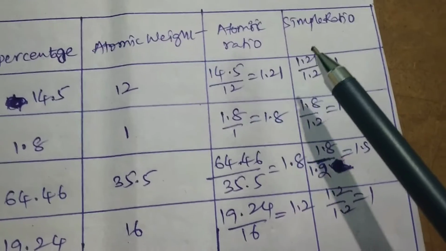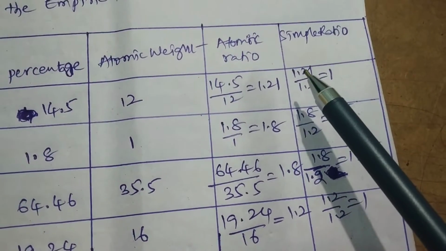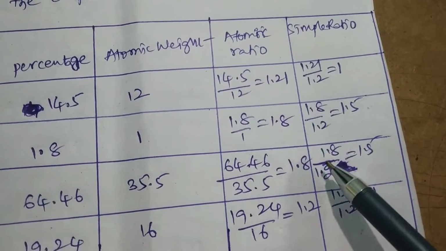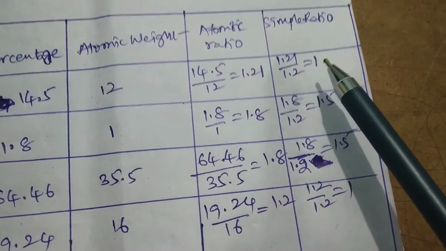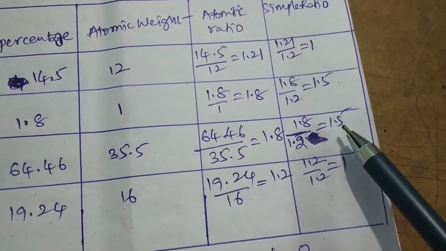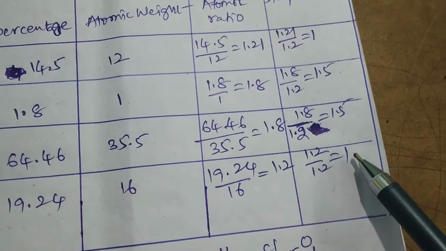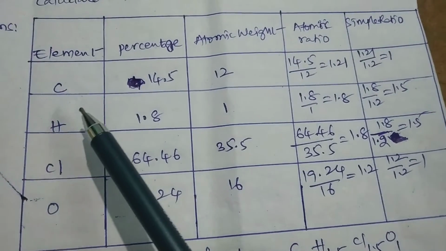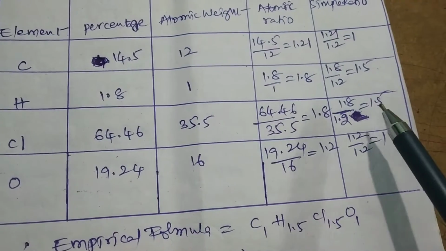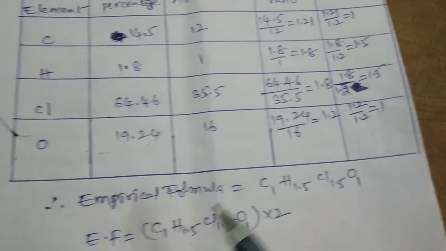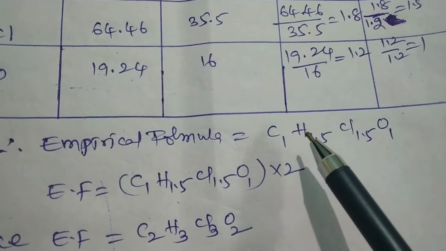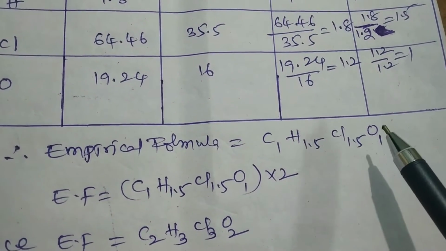For the simple ratio, each value is divided by 1.2. So 1.2 by 1.2 is 1, 1.8 by 1.2 is 1.5, 1.8 by 1.2 is 1.5, and 1.2 by 1.2 is 1. So carbon is 1, hydrogen is 1.5, chlorine is 1.5 and oxygen is 1. Therefore the empirical formula is C1 H1.5 Cl1.5 O1.